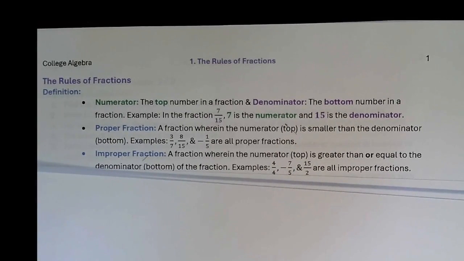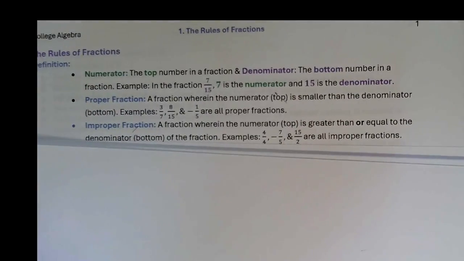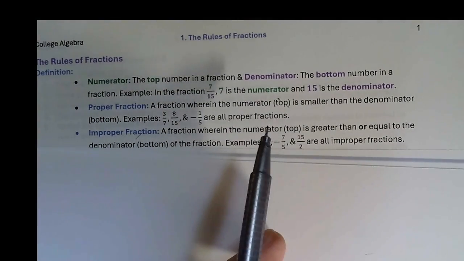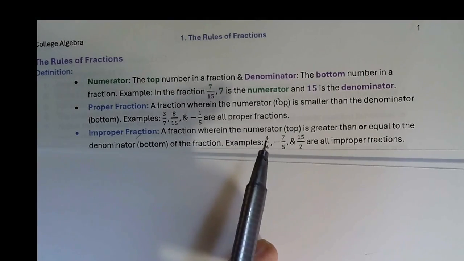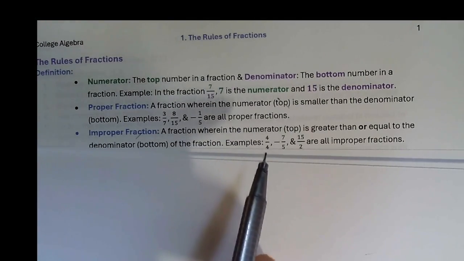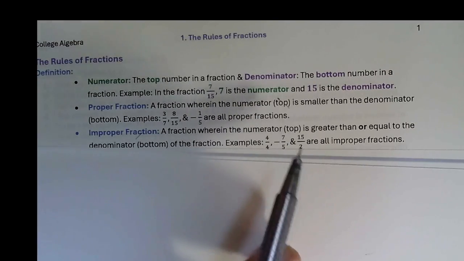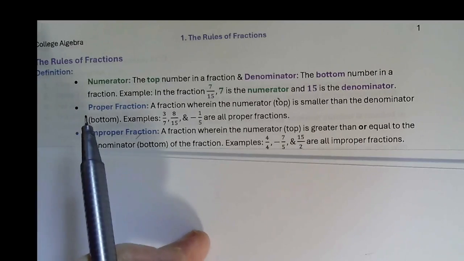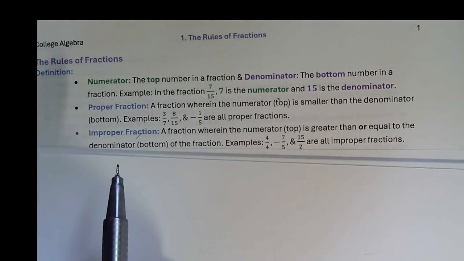A proper fraction is a fraction where the top number is strictly less than the bottom number. An improper fraction is any fraction where the top number, the numerator, is greater than or equal to the bottom number. So 4 over 4, negative 7 over 5, 15 over 2, those are all improper, but improper fractions are fine. I prefer improper fractions to mixed numerals.